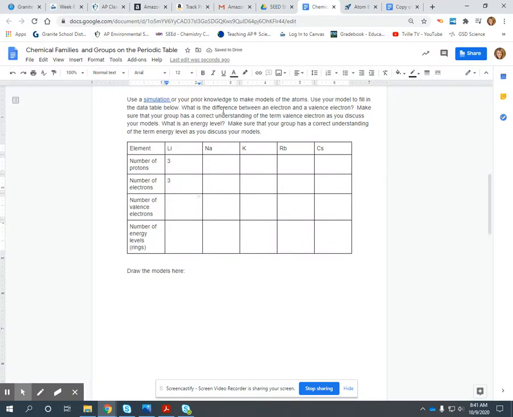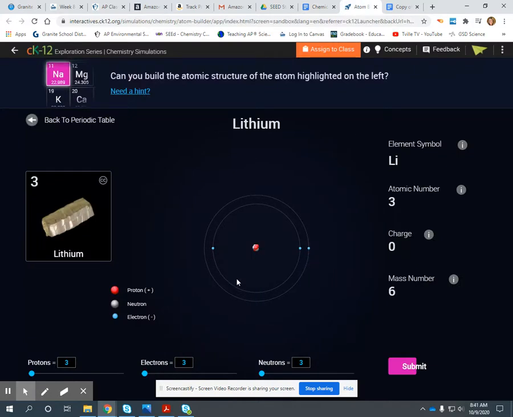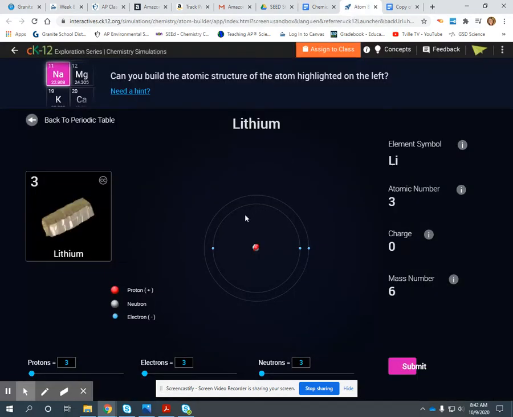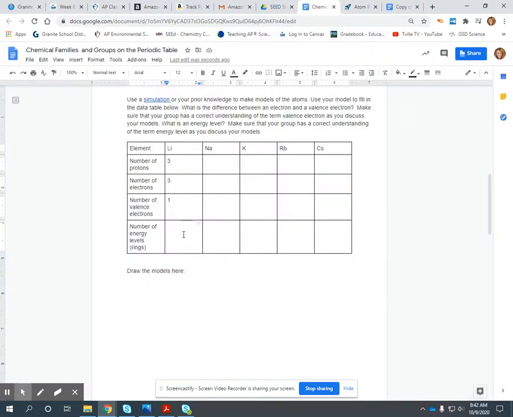Number of valence electrons. How many of these electrons were in the outer ring? We'll have 2 that are in the inner energy level and 1 that's in the outer energy level, or a valence electron. So lithium only has 1 valence electron. So I'm going to type in 1, and then I'm going to count the total number of energy levels or rings in this model. So there's 1, 2 energy levels. So I'm going to type in 2.